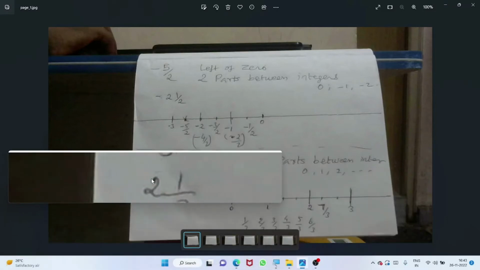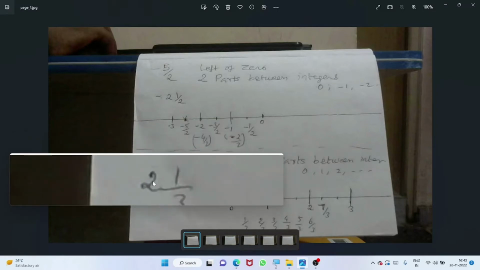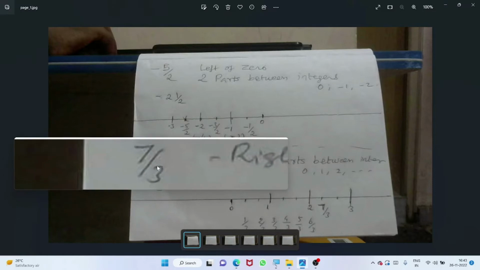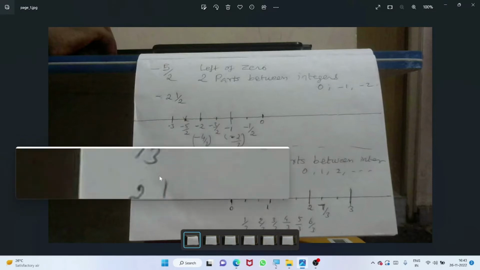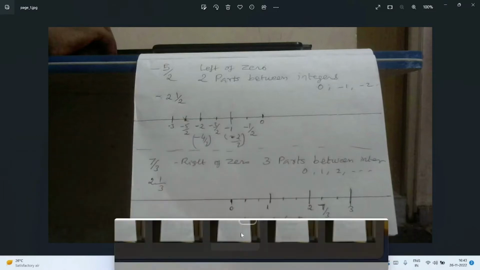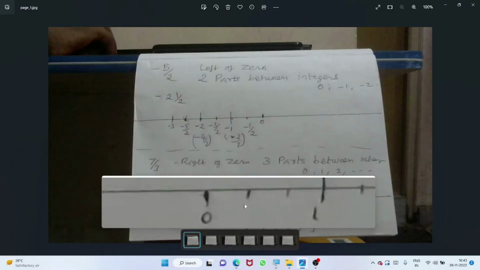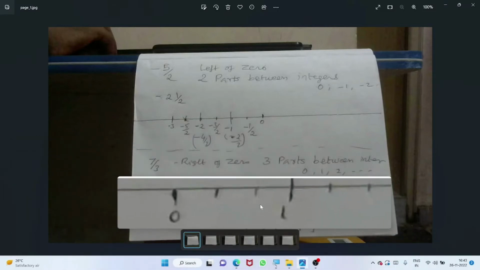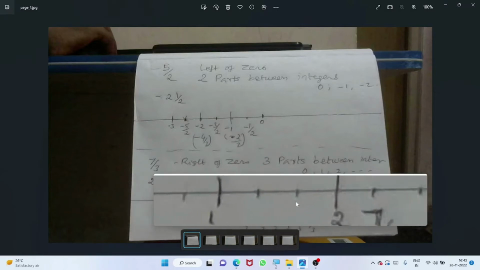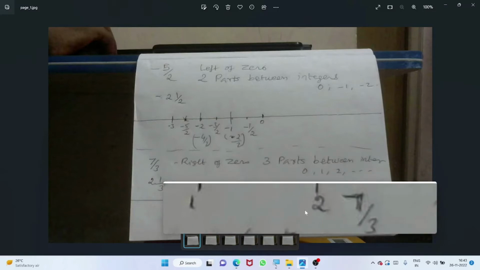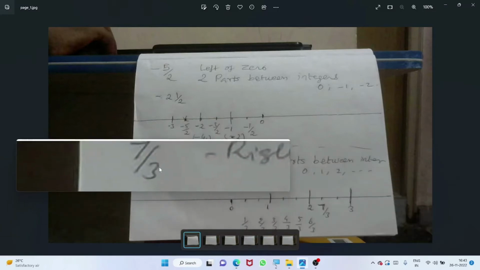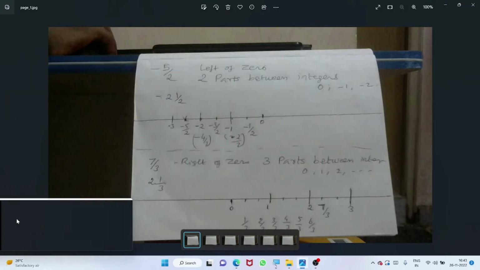Here also you can simplify it like this, 2 into 1 by 3. Whenever you see the numerator is greater than the denominator, you can simplify. Without simplifying also you can put it. After 0, this is 1 by 3, 2 by 3, 3 by 3 will become 1. Then 4 by 3, 5 by 3, 6 by 3 will become 2. So this is 7 by 3. That is a positive number, so it comes on the right.